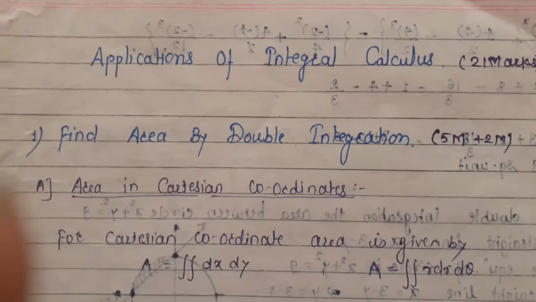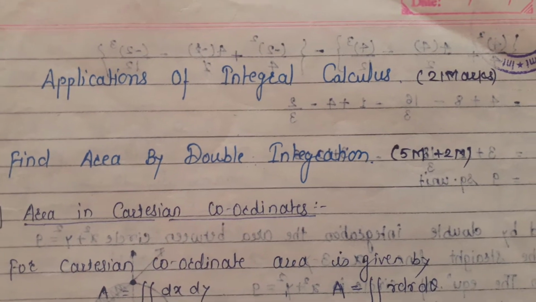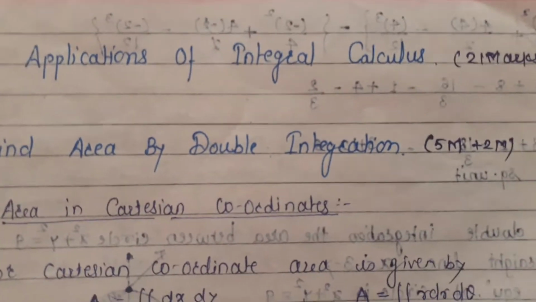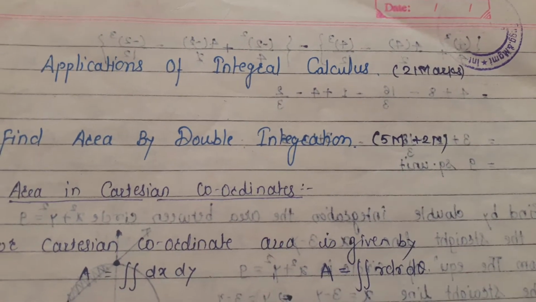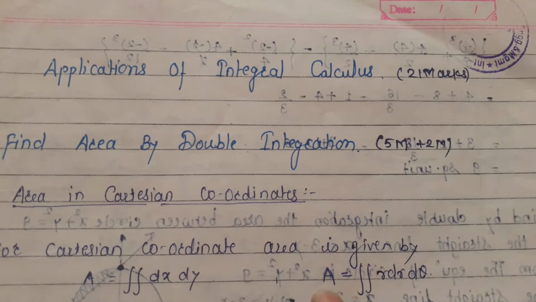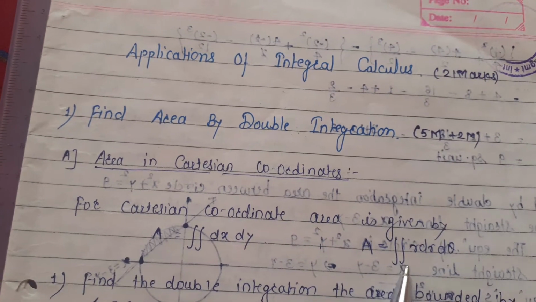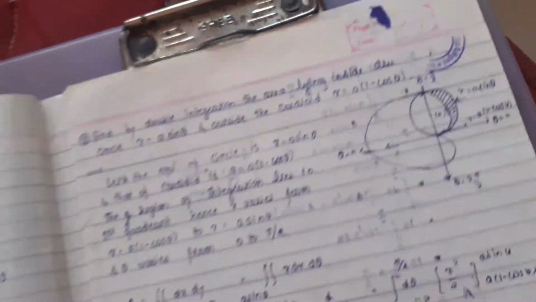In the last video we have seen area in Cartesian coordinates. In today's video we see area in polar form. Whenever a curve is given in polar form, then the area is given by the equation: area equals double integration r dr d theta, and the limits are according to the curve. Now see an example of this.